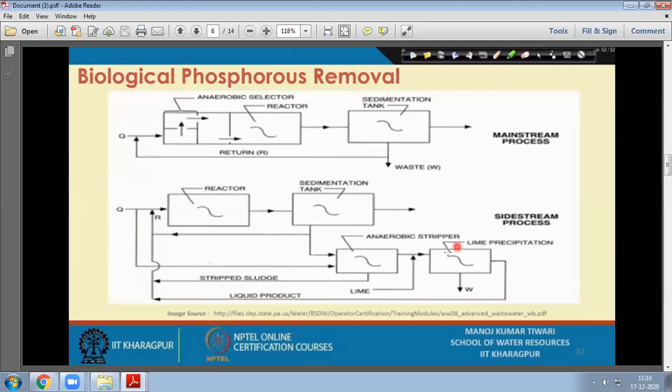After we pass lime, we have to remove the excess lime also, right? You know it, after lime precipitates out, the lime also we have to remove. So that is one process, the anaerobic stripper, where the lime is removed. Okay, so this is the sidestream process. Along with this, they do this also, it's just putting lime as a coagulant.